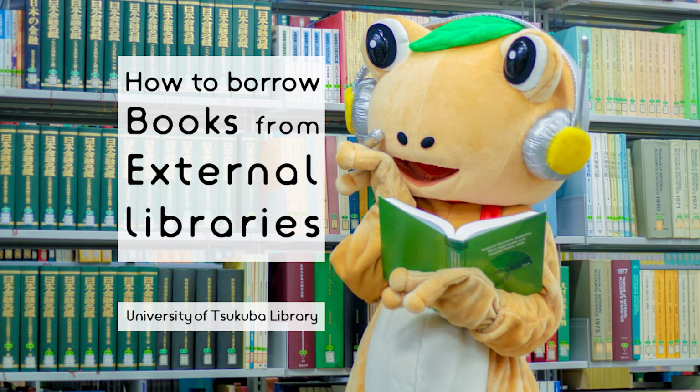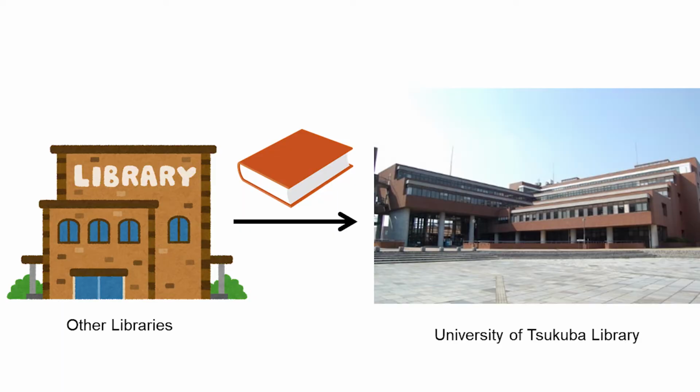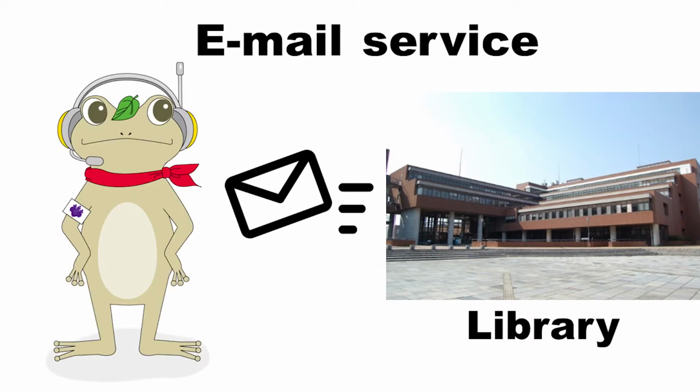This video shows how to borrow books from external libraries. Even if our library doesn't have a book you want, you may be able to borrow it from a library at another university or organization and have it delivered to the University of Tsukuba. You must register for email alerts before using this service.